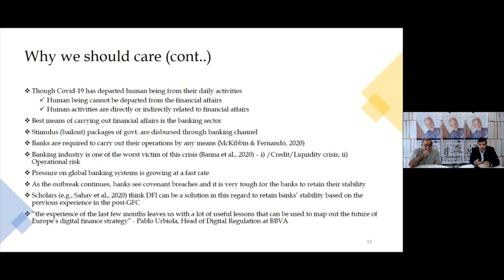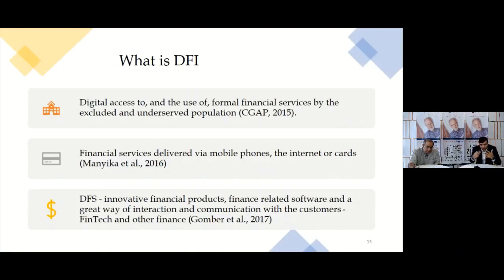One of the largest financial companies, based in Spain, the head of digital regulation, Pablo Orbiola, said a few months earlier, the experience of the last few months leaves us with a lot of useful lessons that can be used to map out the future of Europe's digital finance strategy. So basically it shows how important DFI is and how it works to maintain financial stability, especially banking stability. So basically, what is DFI? It's digital access to and the use of formal financial services by the excluded and unserved population.